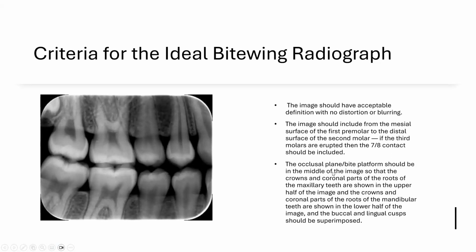The occlusal plane bite platform should be in the middle of the image so that the crowns and coronal parts of the roots of the maxillary teeth are shown in the upper half of the image, and the crowns and coronal parts of the roots of the mandibular teeth are shown in the lower half of the image, and the buccal and lingual cusps should be superimposed.